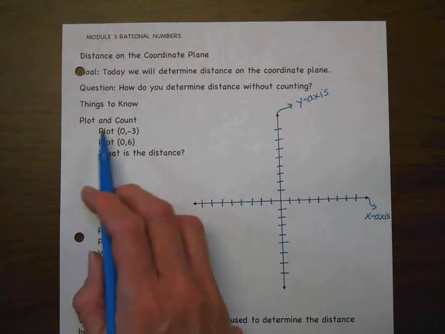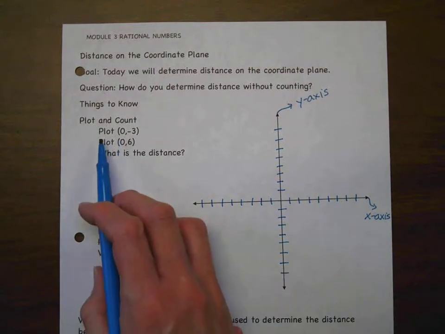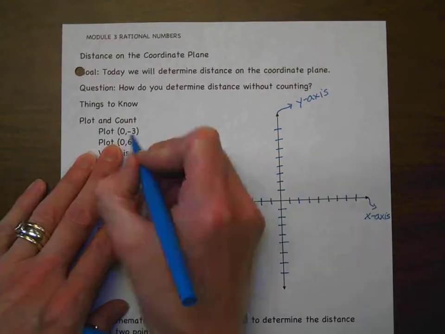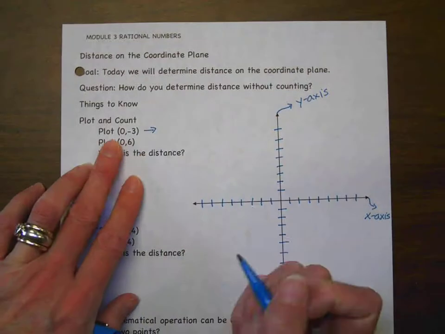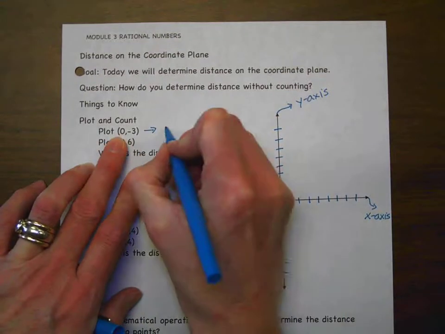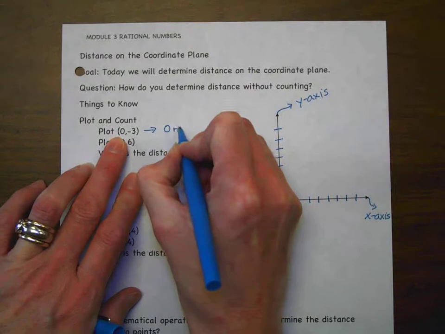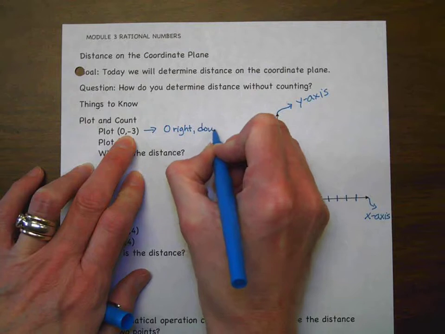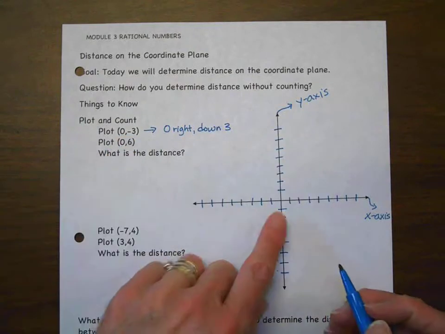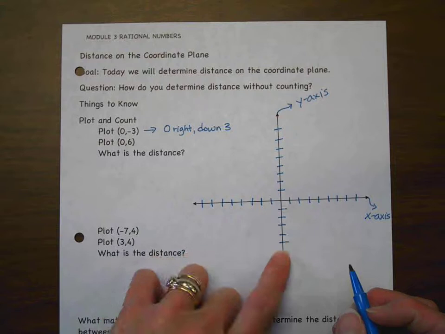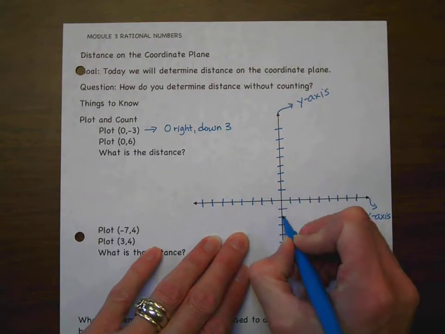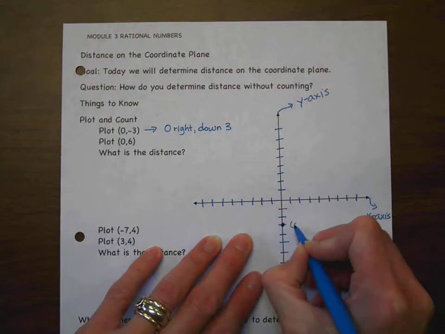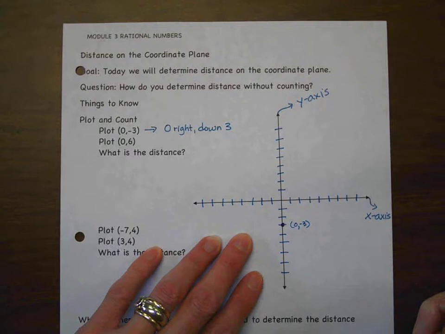So this one says plot and count. The first point that we are going to plot is (0, -3). Remember, when you see an ordered pair, I would like you to write this until we've got it down. 0 means 0 to the right or left, and down, because it's negative, down 3. So I'm going to go 0 to the right or left, but down 1, 2, 3 and put a dot. So I now know that this point is called (0, -3).